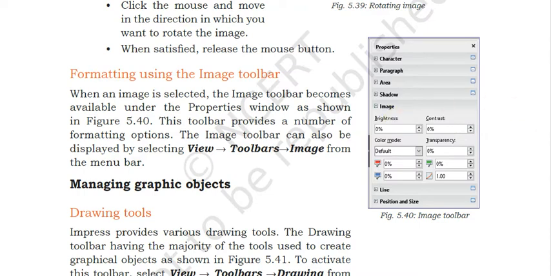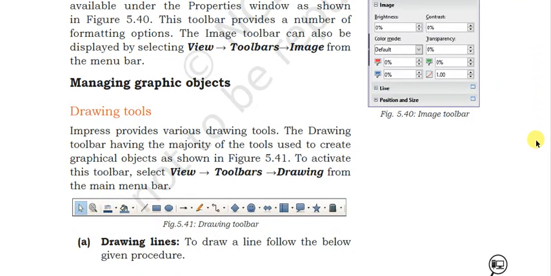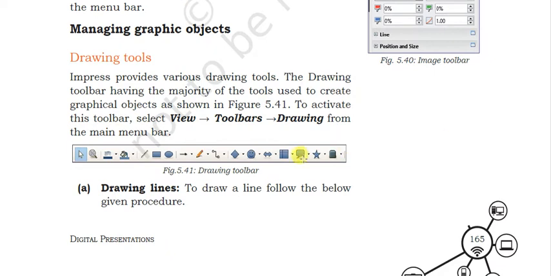Now, the next topic is managing graphic objects. What are graphic objects? These are the graphic objects: the shapes, the lines. All these diagrams are called graphics.